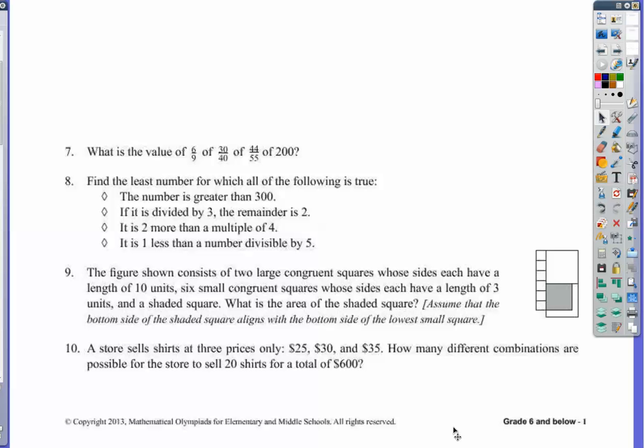Alright, so I'm going to do the next four. Hopefully I don't butcher any of these. There's some tough problems in here.